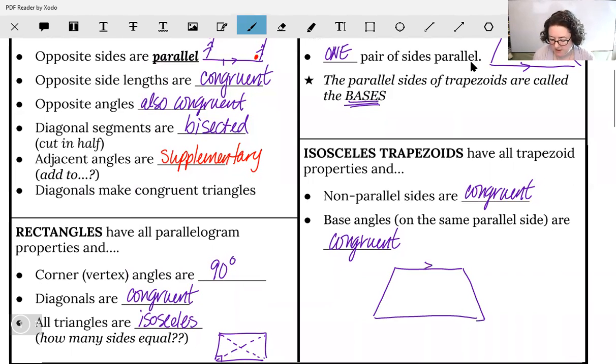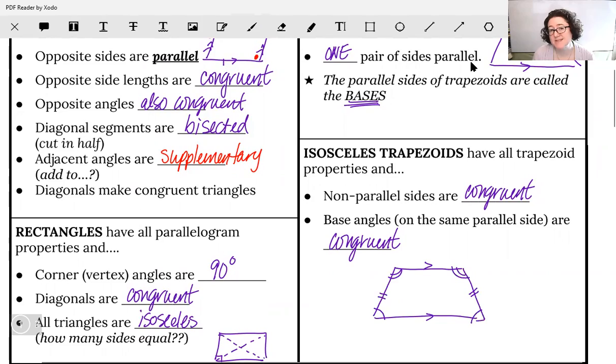So we have two parallel sides, and then we have two congruent sides. Our base angles, that would mean like on the very bottom, those two angles would be congruent, and the very top, those two angles would be congruent. And again, we're going to come back and spend a day just on trapezoids a little bit later on. So kind of file this away in the back of your brain.